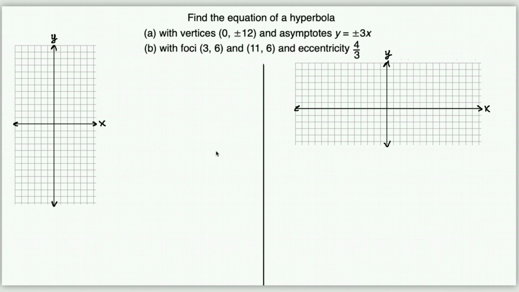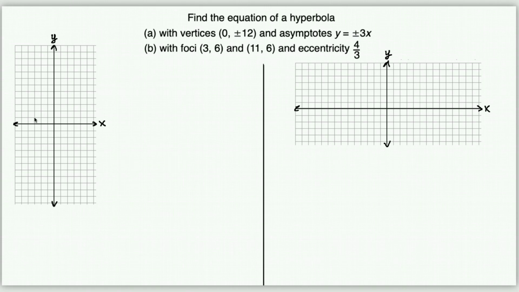We have to find the equation of a hyperbola in the first case, when the vertices are given and the asymptotes are given. So for this part A, we're going to be using this graph just as a side work, but we're going to have to do some algebraic work to find the actual equation of a hyperbola. So first, what I want to show you is that the vertices are 0, plus minus 12, right?